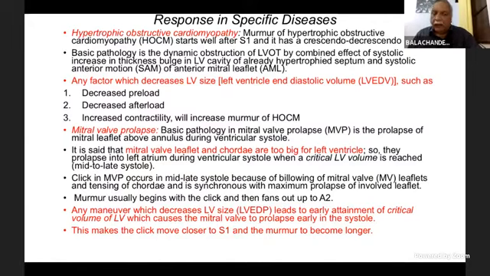Click in mitral valve prolapse occurs in mid to late systole because of billowing of the mitral valve and tensing of the chordae tendineae. So murmur usually begins with a click and then fans out to A2.